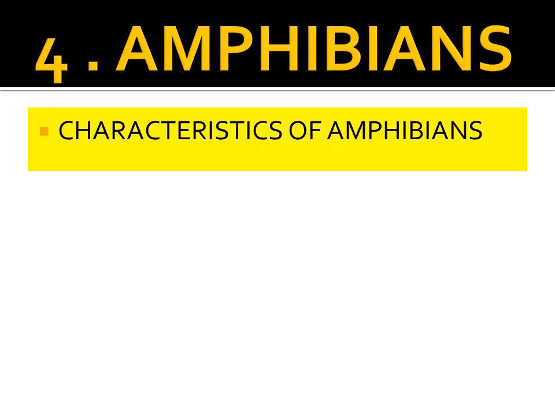Number 4, amphibians. Characteristics of amphibians, pupils, are as follows. They have external fertilization. The adult amphibians breathe using lungs, moist skin, and a mouth cavity, whereas the young amphibians use external gills for breathing. Pupils, the young amphibian is called a tadpole.